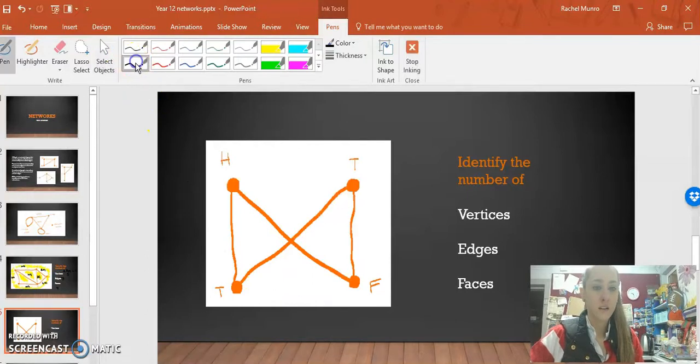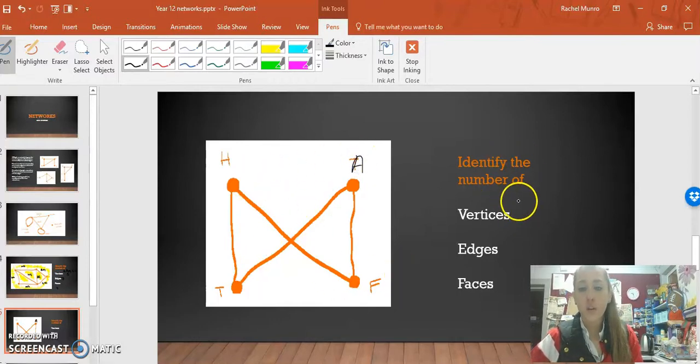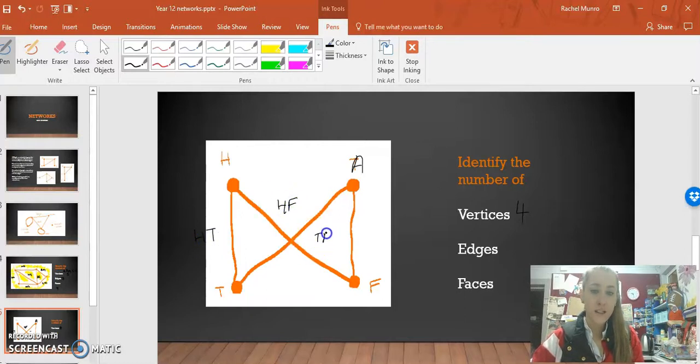Again, we've got HT, that's meant to be an A, HATF. So we've got 4 vertices. Then if we go on to the edges, we've got HT, HF, TA and AF. So 4 edges there as well.